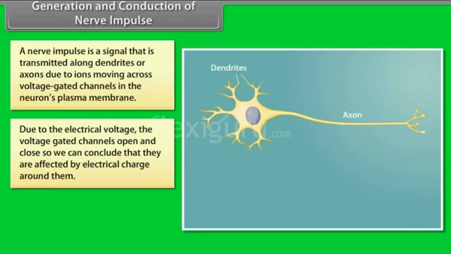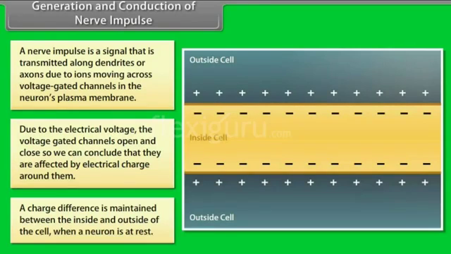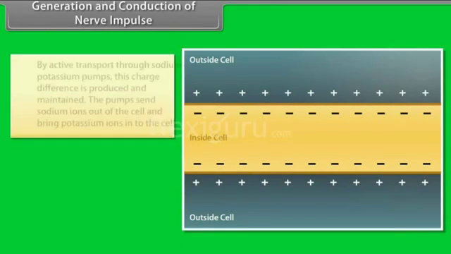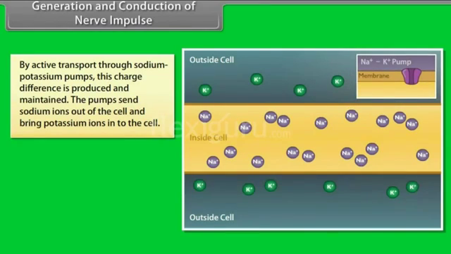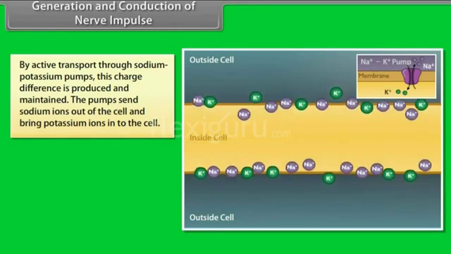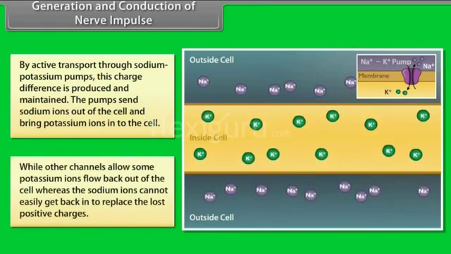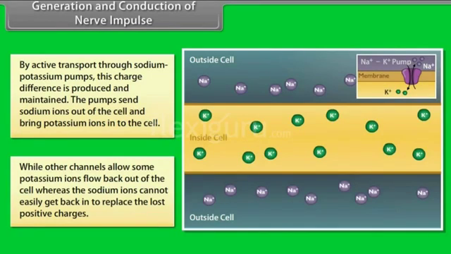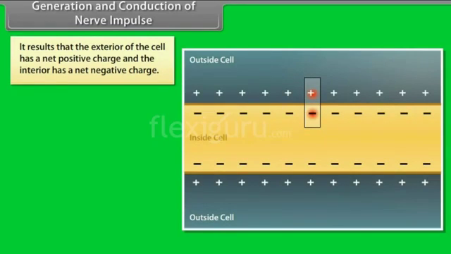electrical charge around them. A charge difference is maintained between the inside and outside of the cell when a neuron is at rest. By active transport through sodium-potassium pumps, this charge difference is produced and maintained. The pumps send sodium ions out of the cell and bring potassium ions into the cell, while other channels allow some potassium ions to flow back out of the cell, whereas the sodium ions cannot easily get back in to replace the lost positive charges. As a result, the exterior of the cell has a net positive charge and the interior has a net negative charge.